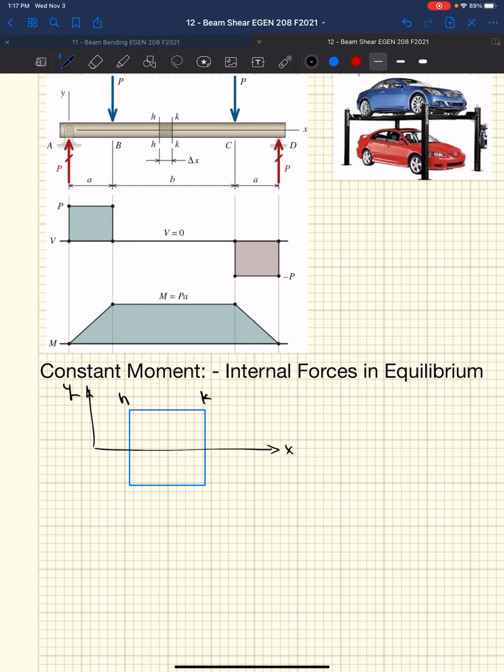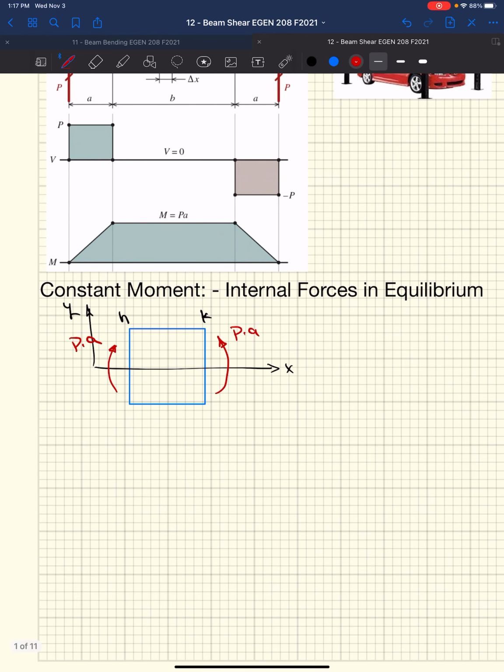If we were to cut that beam out, we would have an applied positive moment on either side of that section, right? And the magnitude of that is P times A, right? And that's acting on both sides, right? If we are cutting our beam between B and C, our moment is constant, and if our moment is constant, then if we took out our sliver of beam, then the moment applied on each side of that sliver is going to be the same. Okay.